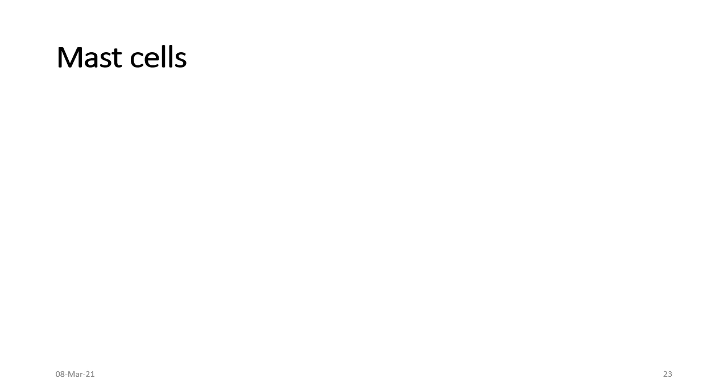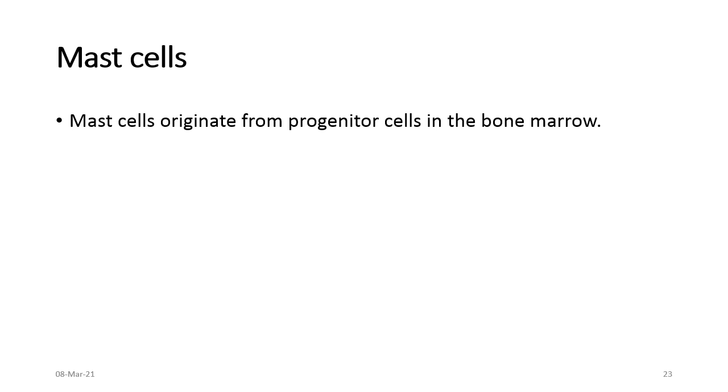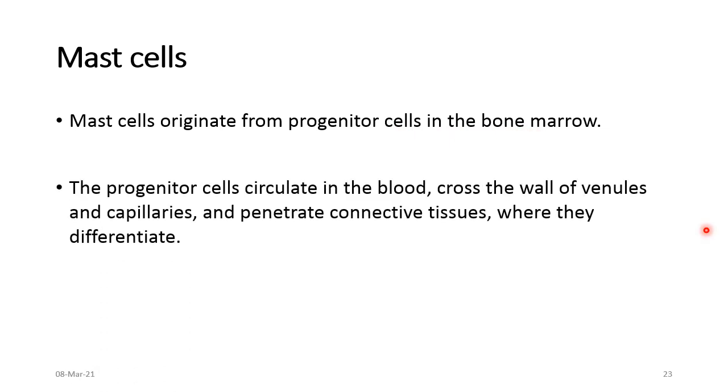We finished the macrophages. Now we are moving to the next type of cell, mast cells. Mast cells originate from the progenitor cells in the bone marrow. The progenitor cells circulate in the blood, cross the wall of the venules and capillaries, penetrate the connective tissues, and there they differentiate in the same way as macrophages.